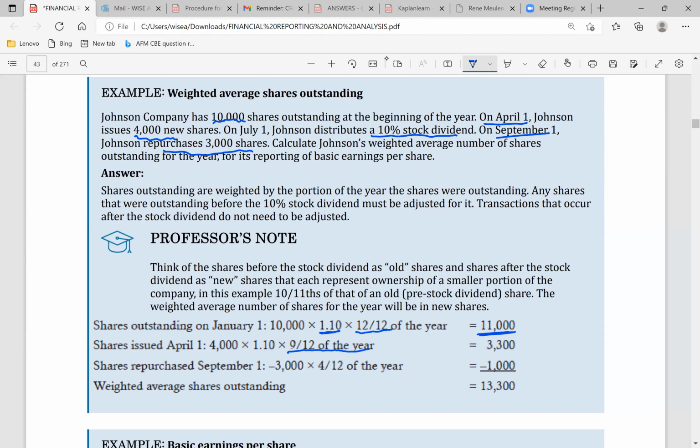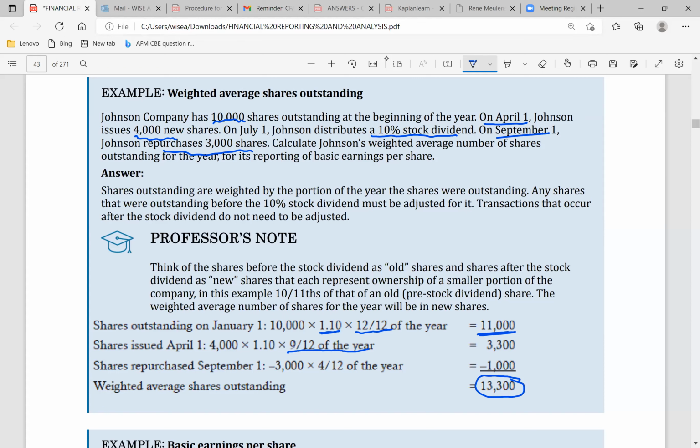Are we good? Yes, please, we are good. Okay. So in calculating the basic earnings per share, you shouldn't have any challenge. The most difficult aspect would be calculating the weighted average number of shares, right? Yeah.